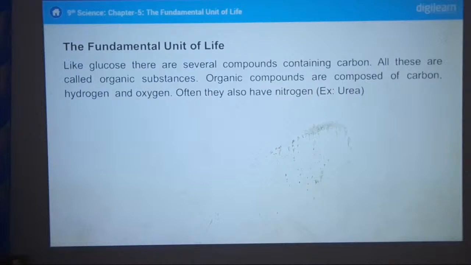In glucose, there are several compounds containing carbon. All these are called organic substances. Organic compounds are composed of carbon, hydrogen, and oxygen. Often, they also have nitrogen. Example, urea.